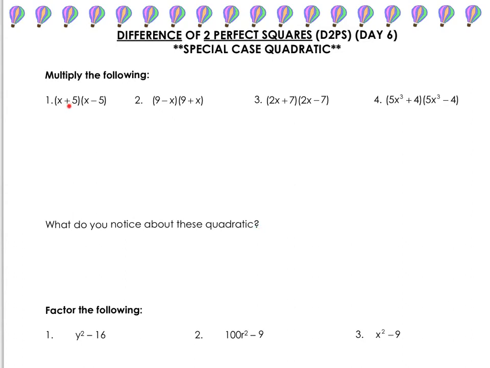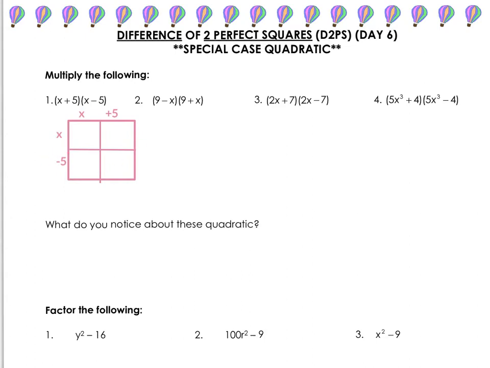So when we have a binomial times a binomial, remember that we need to set up an area model to find out what they simplify to. So this is going back to a review question of what happens when we have a binomial times a binomial. So we're going to set up the area model. Okay, so I have my area model set up. I have the x and the plus 5, and then the x and the minus 5. Now we can just fill in our area model.